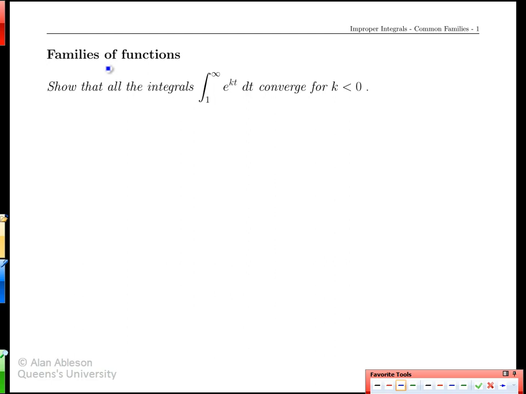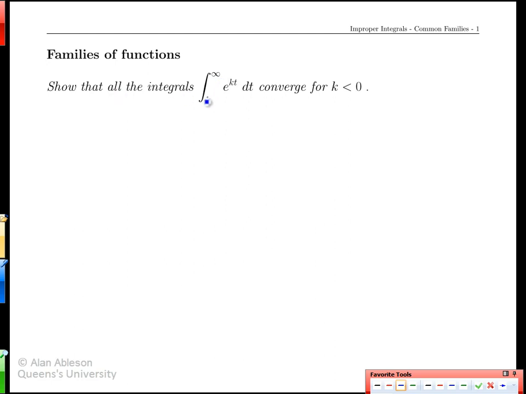So we've seen how to compute improper integrals now for some specific examples. One of the things that we'd like to do, though, is generalize a little bit further and look for patterns of integrals and see what kinds of integrals tend to give convergent values and which ones tend to diverge. So we'll start with the family of exponentials, and then we'll look at polynomials next.